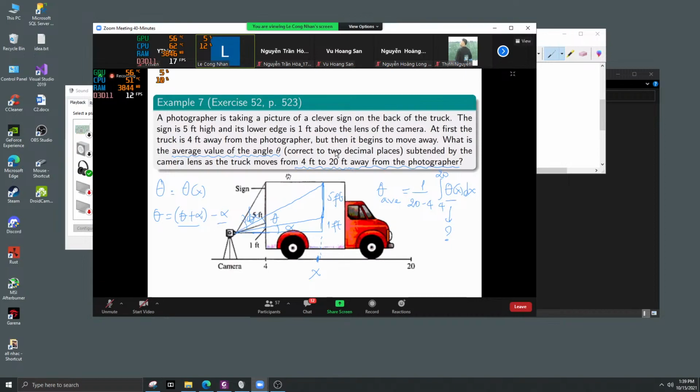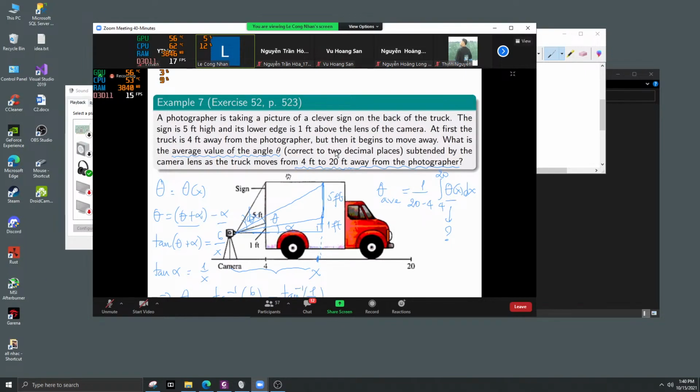And in the right triangle, we have the tangent because we have the opposite side and the adjacent side. So the tangent of theta plus alpha equals the opposite side, that is 6, over the adjacent side x, that is the distance from the camera to the track. And the tangent of alpha equals 1 over x. Okay? And therefore, we can imply that the angle theta equals the inverse tangent of 6 over x minus the inverse tangent of 1 over x.